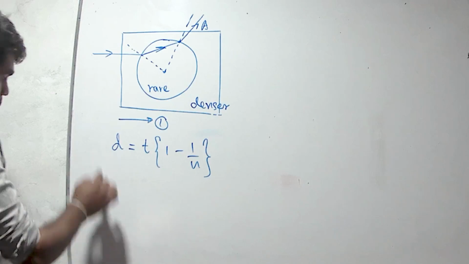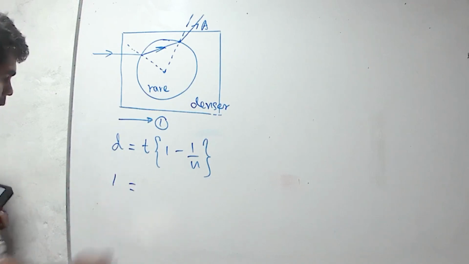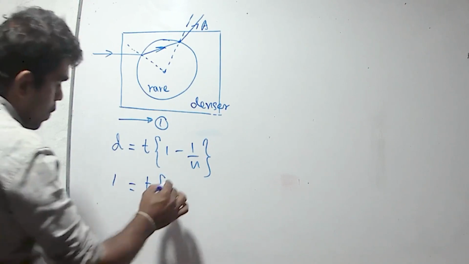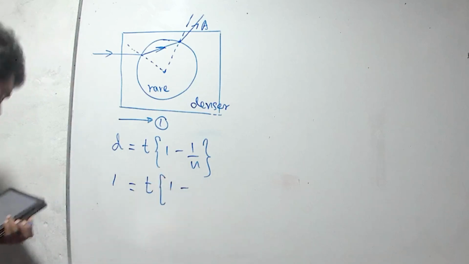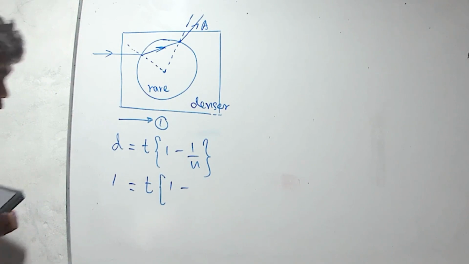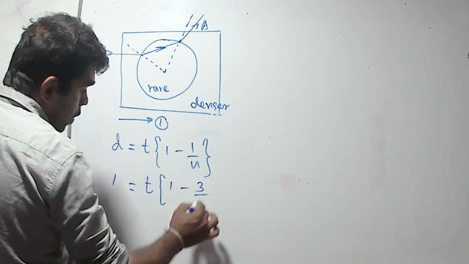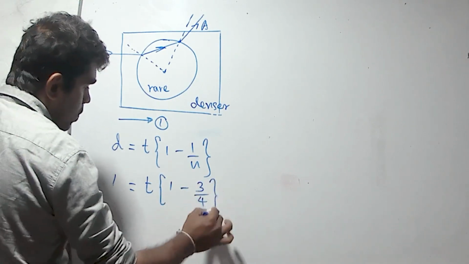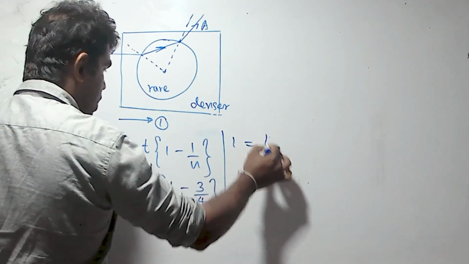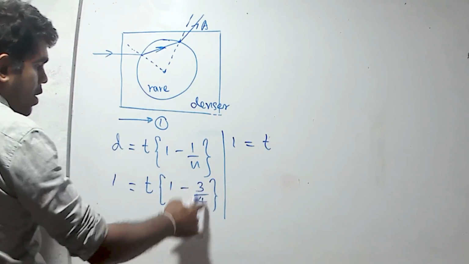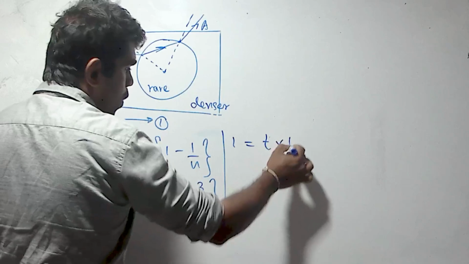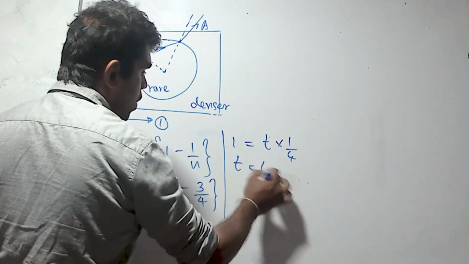Then the apparent displacement should be 1 centimeter. We have to find the thickness of the liquid layer. 1 minus 1 over n. The refractive index of water is given as 4 over 3. Then 1 over 4 over 3 means 3 over 4. Now we can simplify it. 1 equals t times 1 minus 3 over 4, which means 4 over 4 minus 3 over 4. Then 1 over 4. Then the thickness should be 4 centimeters.